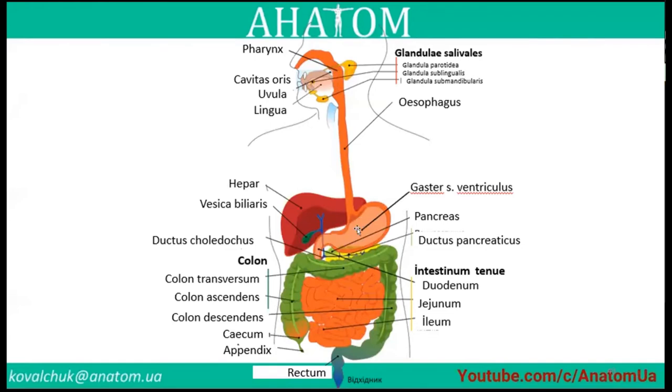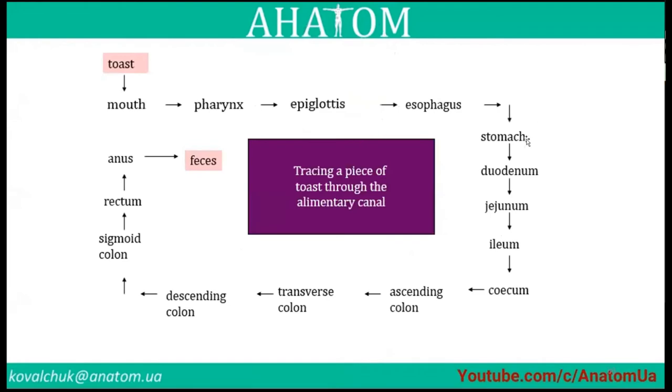Next question: is the stomach a tubal organ or not? No, it's a sac for food, and in this sac there are four parts. Okay, next, duodenum, jejunum, ileum. These are three parts of the small intestine. The small intestine is a tubal organ with three parts: duodenum, jejunum, and ileum.